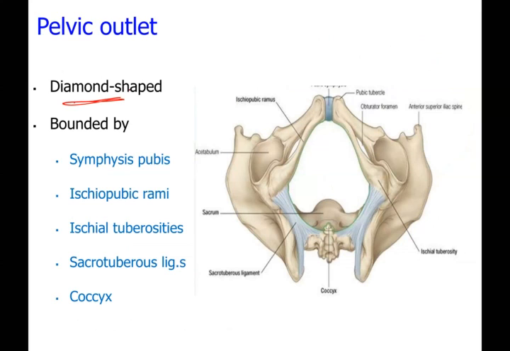Pelvic outlet is bounded in front, just like in the inlet, by the symphysis pubis, then the ischiopubic rami, then the ischial tuberosities in that area, then the sacrotuberous ligaments, and the coccyx here. So these are the boundaries, and later when you learn the perineum, you will see that the boundaries of the perineum are also the same. Okay, remember that point. So this is roughly a diamond shape you get in the pelvic outlet.